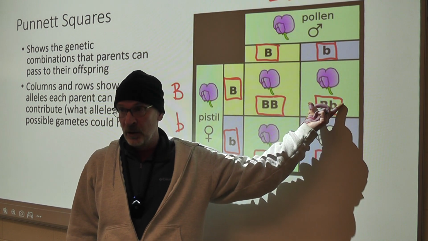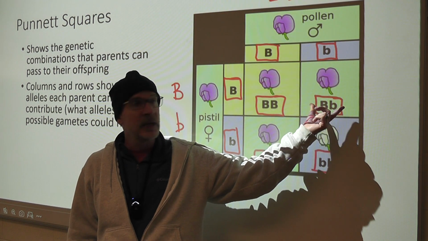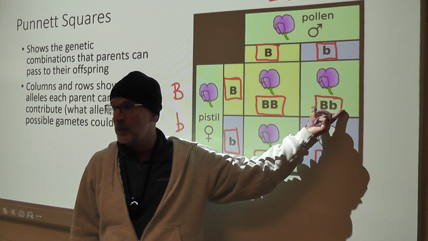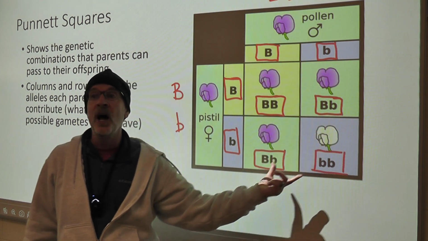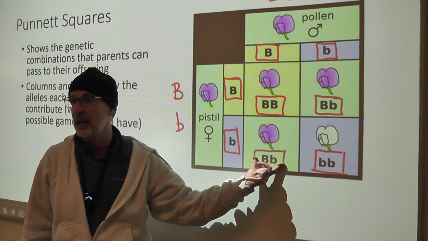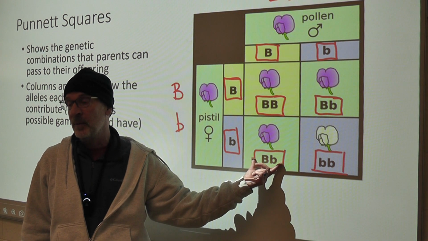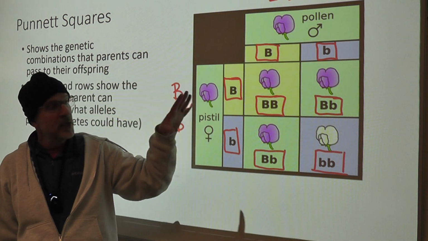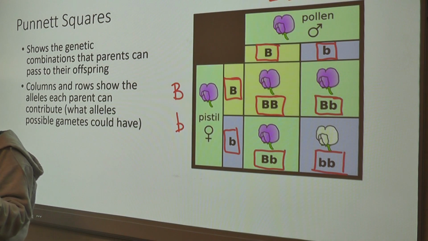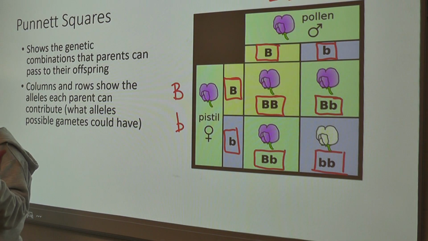A quarter of those potential offspring would get 1 dominant allele from the mother and 1 recessive allele from the father. Another quarter would get a dominant allele from the father and a recessive allele from the mother. So what Punnett squares really show us, they don't show us offspring, they show us probabilities.